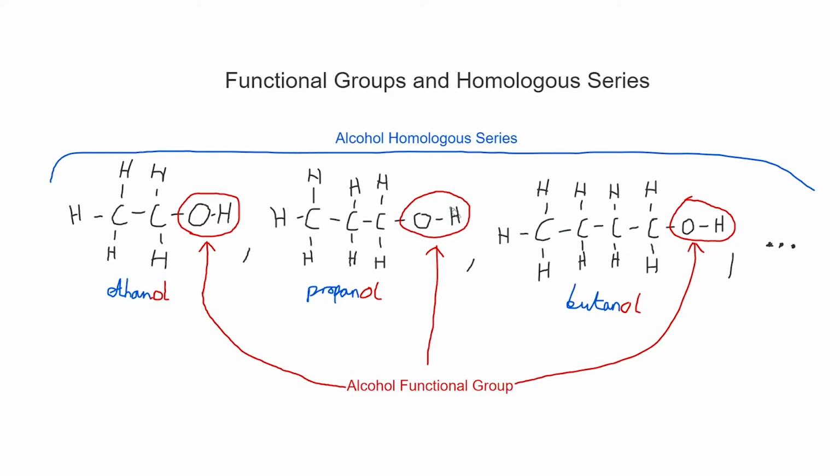A functional group, on the other hand, is a much simpler idea. They are just the specific parts of a compound that give certain chemical properties. For example, an OH group or a C=C double bond group.